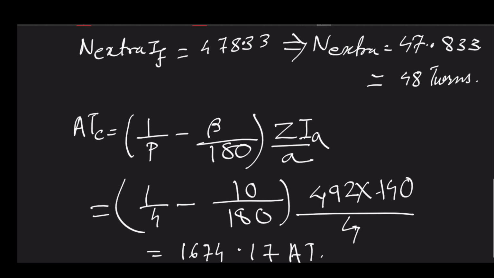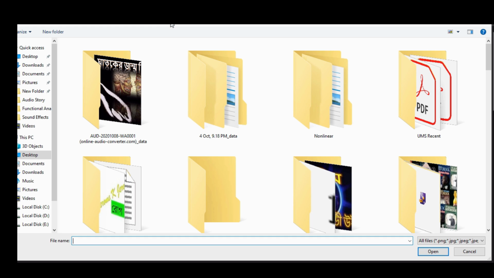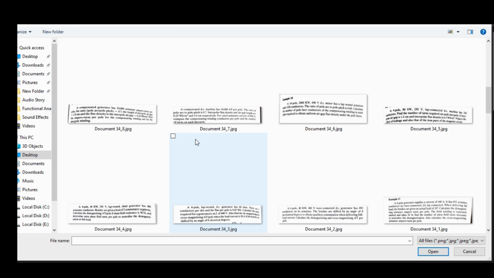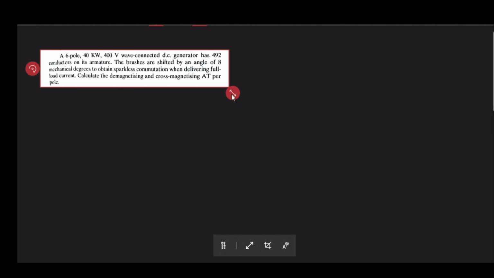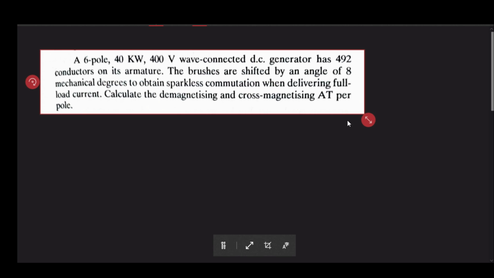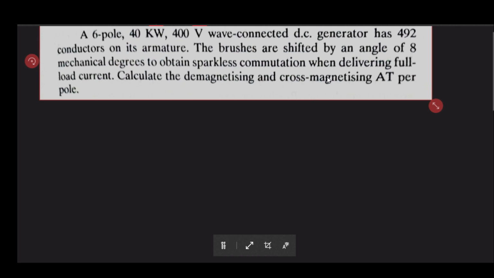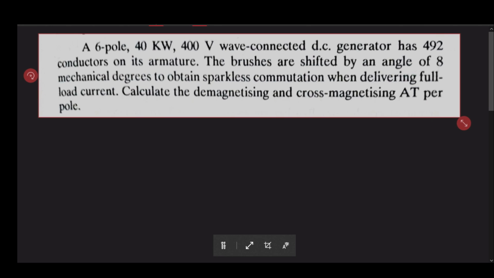Okay. Now let us consider the next problem. Basically, this is not very interesting. What you will find interesting is when we start considering demagnetization and cross magnetization for DC machine. That is extremely interesting.